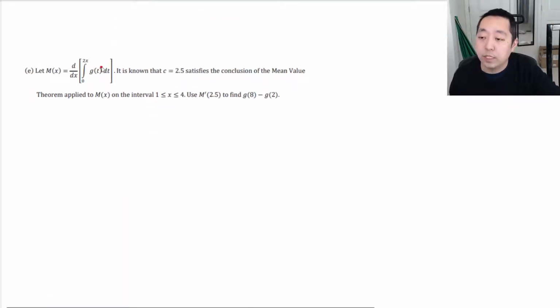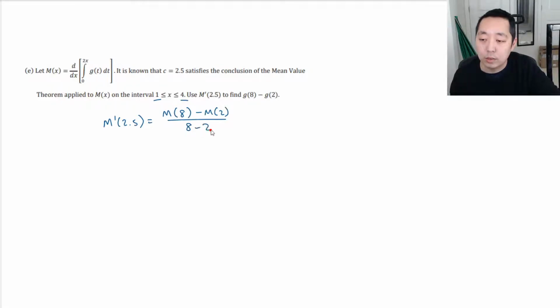All right. Let m of x be that. It's the same as before. It is known that c equals 2.5 satisfies the conclusion of the mean value theorem applied to m of x over the interval from 1 to 4. Use m prime of 2.5 to find g of 8. So what the mean value theorem says is that there's a c where m prime of 2.5, this is the tangent line slope, must equal the secant line slope, m of 8 minus m of 2 over 8 minus 2. If you look at the mean value theorem, the derivative at c has to equal the secant line slope. I plug in the endpoints.